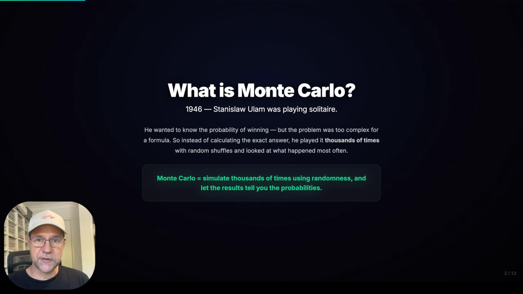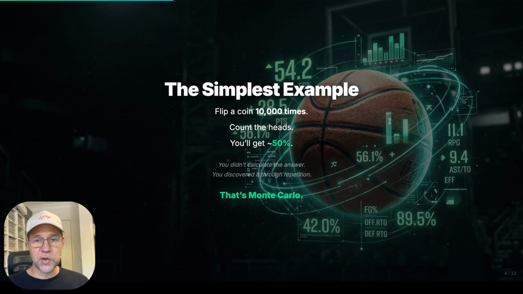to find value. So here's the simplest example, a coin flip. I've obviously used this example before. Say I flip a coin, and you know the probability is 50-50, 50% heads, 50% tails. But what if you didn't know that? What if nobody had ever told you, you'd never thought about probability, you've never thought about anything like this before? Well, you could flip it 10,000 times, count the number of heads, and you'd land somewhere very close to 50%.